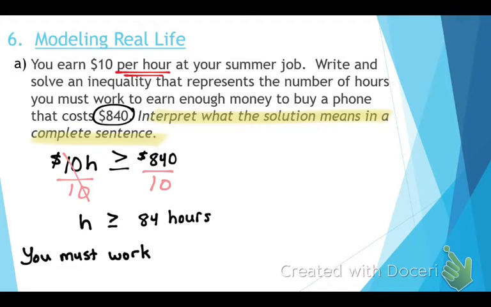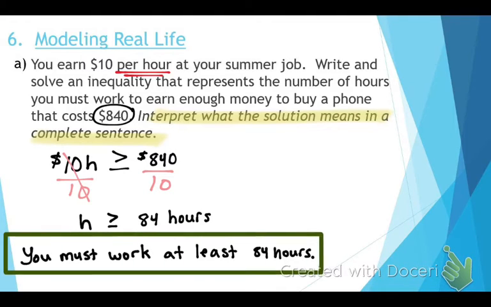Very good. Okay, she says you must work 84 hours or more. Very good. How else could I write that? You must work at least 84 hours. Okay, you could also say you must work at least 84 hours in order to get that phone. Either one would be fine, but on your quiz or a test, you'll have to do this too. Write a sentence explaining what in the world that means.